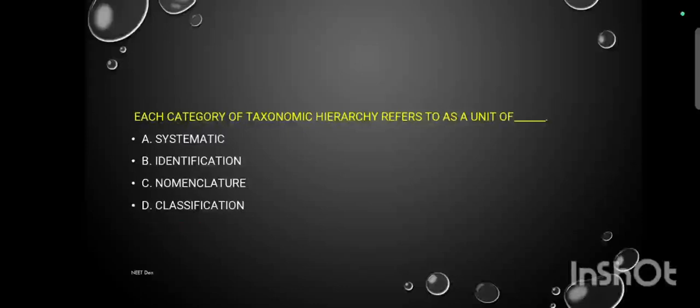Genus. Question. Each category of taxonomic hierarchy is referred to as a unit of A. Systematic. B. Identification. C. Nomenclature. D. Classification. So here the answer is D.